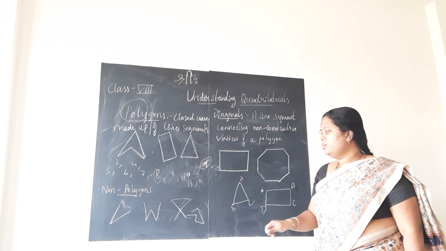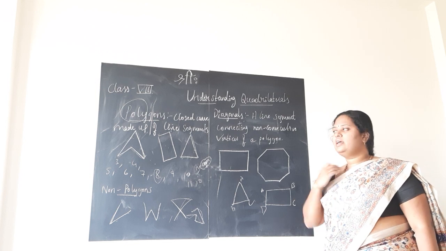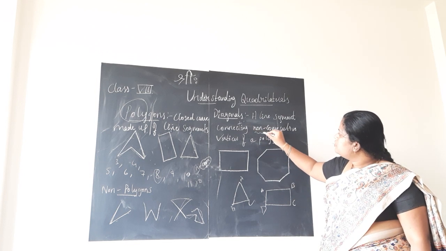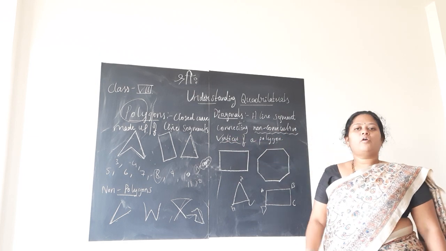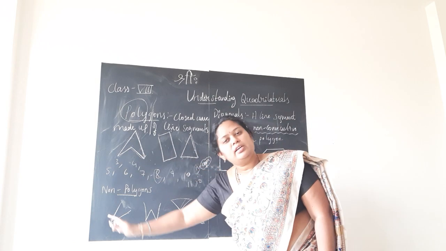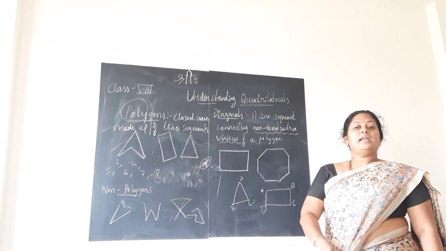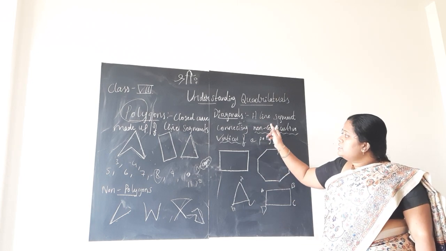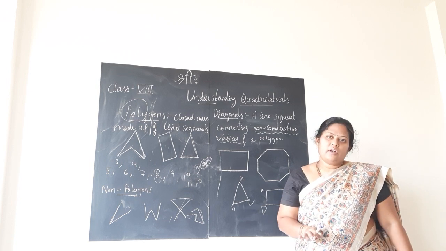A line segment means, don't get confused, it is simply a line. In geometry, we say a line segment. A diagonal is a line segment connecting, this word is very important, non-consecutive vertices of a polygon. Any polygon you can consider to explain or to draw the diagonal. A line segment means a line should be drawn in a polygon.